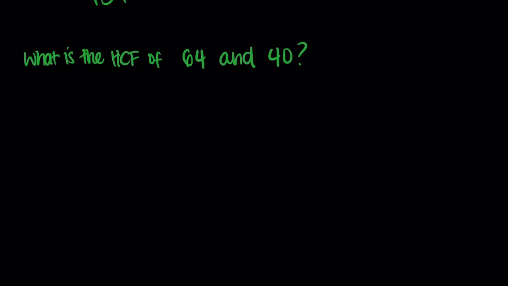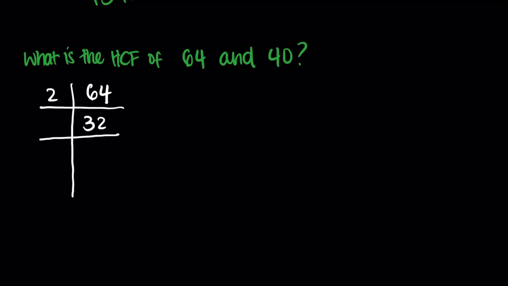Let's do one more example. What is the HCF of 64 and 40? Well, first, let's find 64 written as a product of prime factors. We draw up the table and we realize that 2 is a prime number that divides into 64, leaving 32. Next, we can get another 2 from 32, right? And that leaves 16. Next, a prime factor of 16, would you know it? 2 again. And 16 divided by 2 is 8.